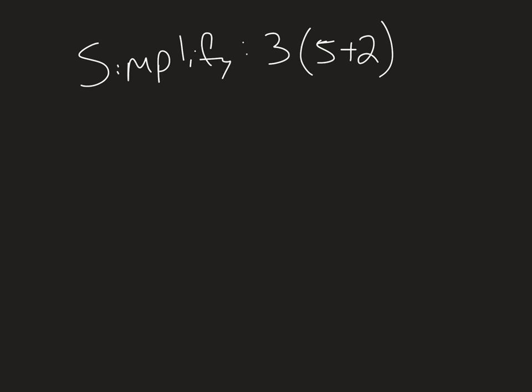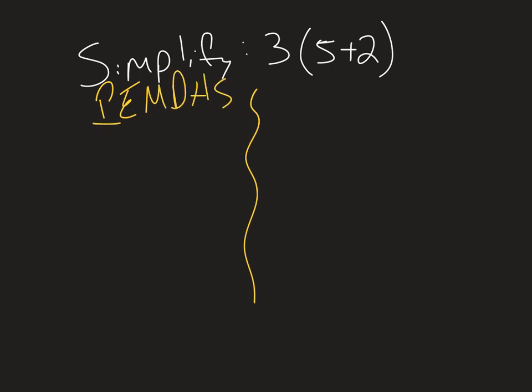For starters, let's say we're looking at this expression, 3 times the quantity of 5 plus 2. If we follow normal order of operations, we do the parentheses first, so we take the 5 plus the 2, so we have 3 times 7, which is 21. Now, alternatively, we can do distributive property.